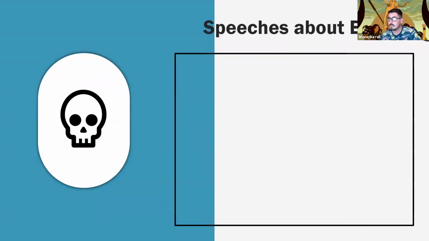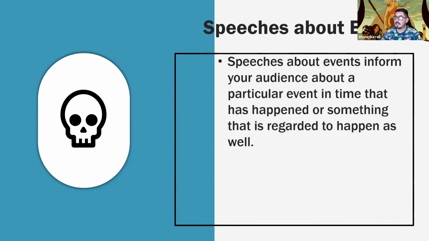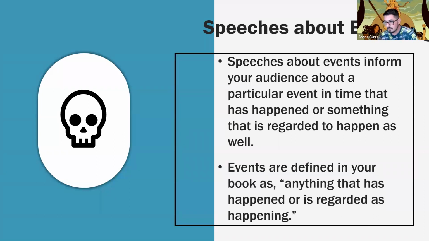The next one is going to be speeches about events. So it's going to be informative speeches about events. And this is to inform your audience about a particular event in time that's happened or it's regarded to happen, right? Or it's happening, right? And this is defined in your book as well. An event is defined as anything that has happened or is regarded to be happening, right?